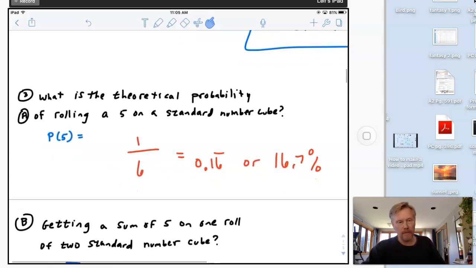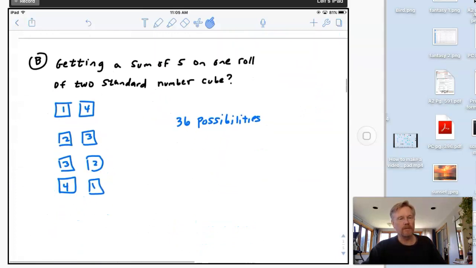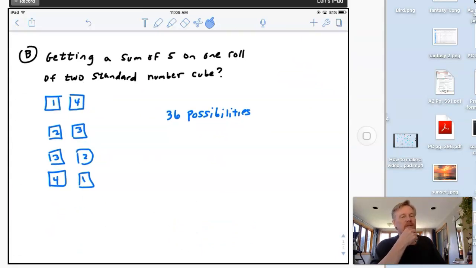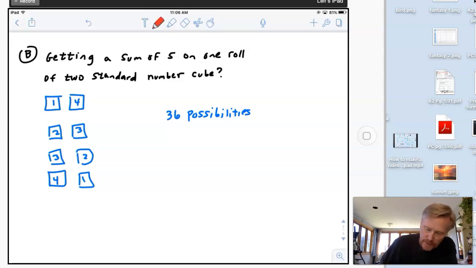This one is a little different. What are the chances of getting a sum of 5 on a roll of 2 standard number cubes? All right, so you got to know a couple things here. You need to know that there are 36 possibilities for 2 number cubes, 1 through 6 times 1 through 6. It's actually in the next section where we talk about compounding 2 events happening at the same time, but you end up multiplying those things. So that's how I got 36, which is like 6 times 6.